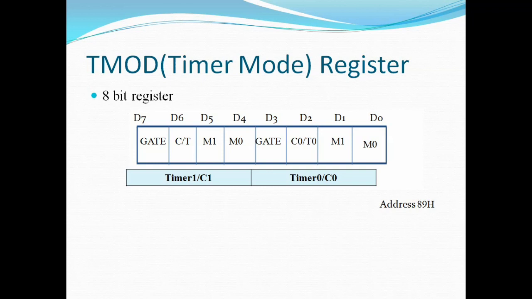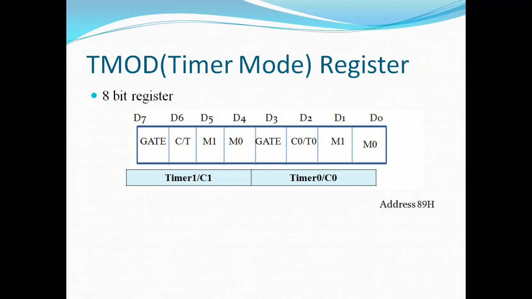Then you have M1 and M0. M1 and M0 are called mode select bits. There are different modes of timers available, 4 different modes. Out of the 4 modes, which mode you want to select, you can select with the help of these 2 bits, that is M1 and M0.